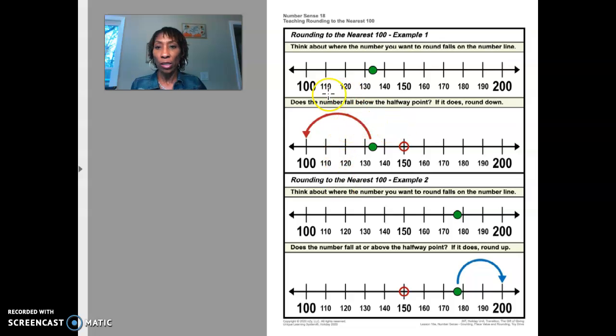With this, it tells us the basic rule. You're going to find the number, find whether your number is below the halfway point. There's your halfway point. If it falls below, you round down. If your number falls above the halfway point, you're going to round up.